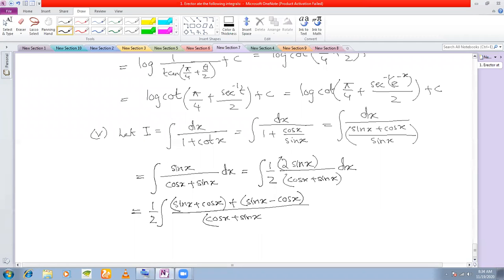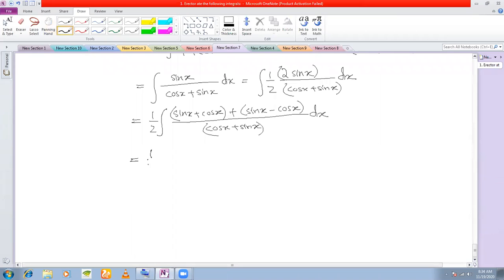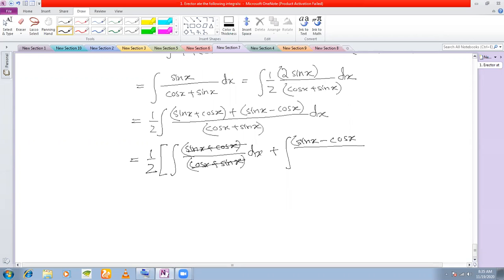Now you separate the two. That is, if you separate, you will get integral sin x plus cos x divided by cos x plus sin x dx, which will cancel obviously, both of them. These two will cancel, plus integral sin x minus cos x divided by cos x plus sin x dx.